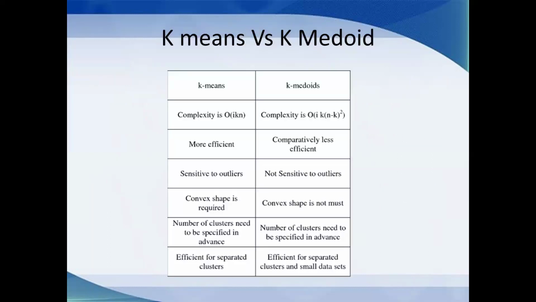Look at the important points that differentiate the K-means algorithm and the K-Medoid algorithm. The first one is complexity. The complexity of the K Medoid algorithm is a little bit higher than the K-means algorithm, and the K Medoid algorithm is less efficient. The K Medoid algorithm does not require a convex form of data. And the most important advantage of the K Medoid algorithm is that it is not sensitive to outliers compared to the K-means algorithm.